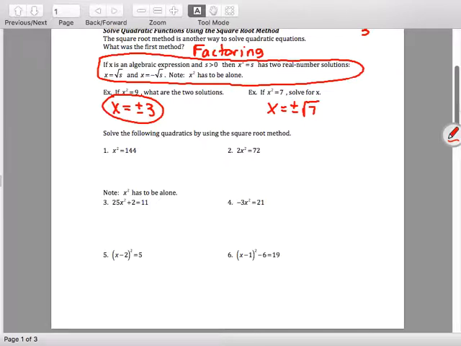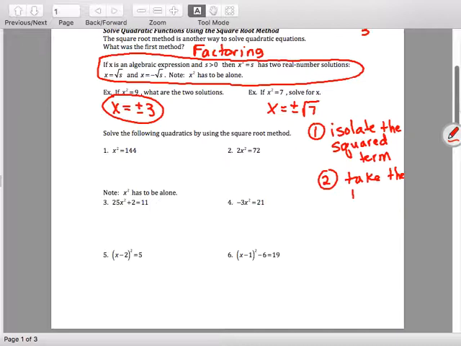All right, so here's the big idea. Step 1, isolate the squared term. Write this down so this will help you when you're doing this technique. Step 1, isolate the squared term. So it's not always x squared. It could be (x + 2) squared or (x - 5) squared. Step 2, take the plus or minus square root and then solve.